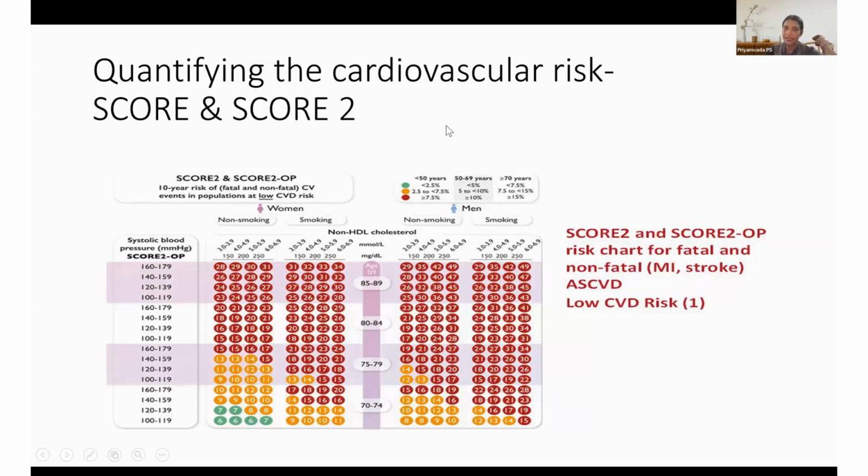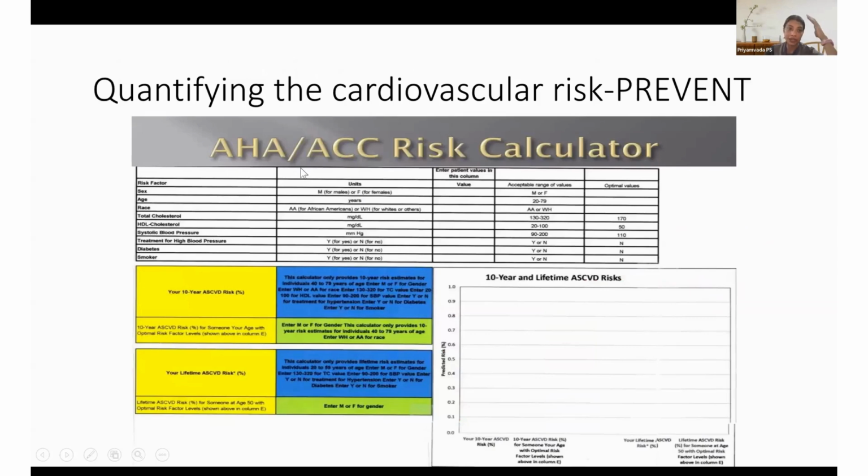Similarly, ACC-AHA has given yet another calculator which is almost along similar lines, but the only thing is that this calculator, called the Prevent calculator, incorporates the diabetic status also. And again, there have been a lot of comparative studies between SCORE2 and Prevent. According to the recent published data, Prevent probably is slightly better in predicting the adverse cardiovascular risk.